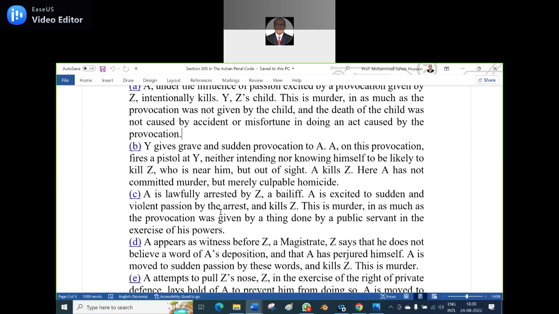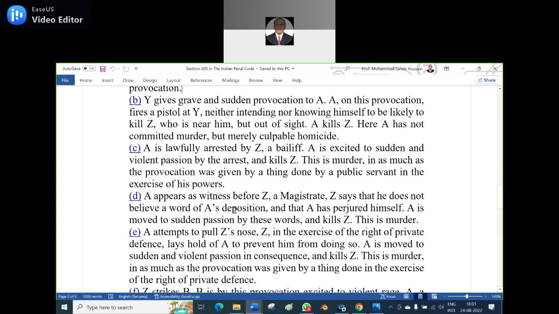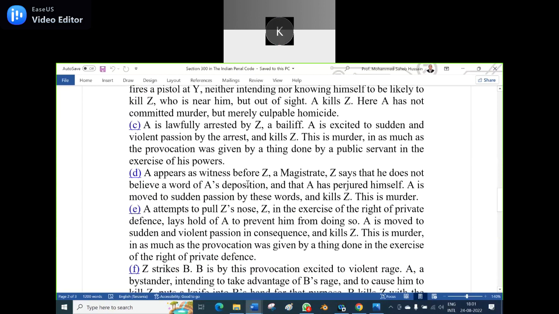But I use another legal terminology. Can anybody tell me the terminology? Intention is transferred. So what do you say? Transferred intention. Even with transferred intention, he will be held liable, though not for murder. Is it clear? It is culpable homicide, not amounting to murder. So now let us see.